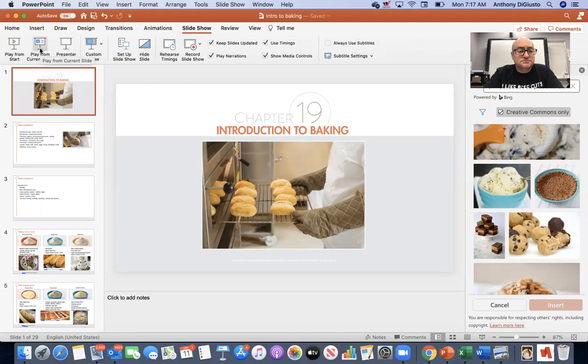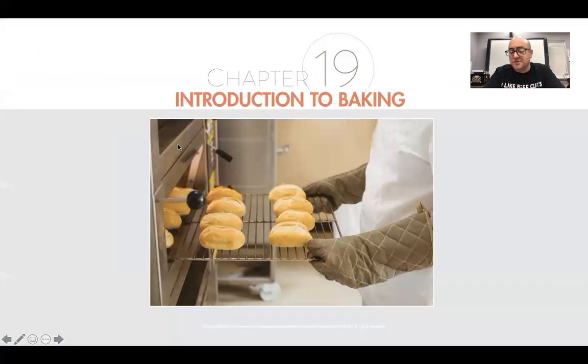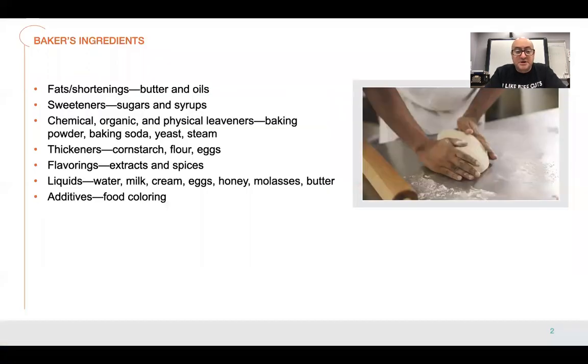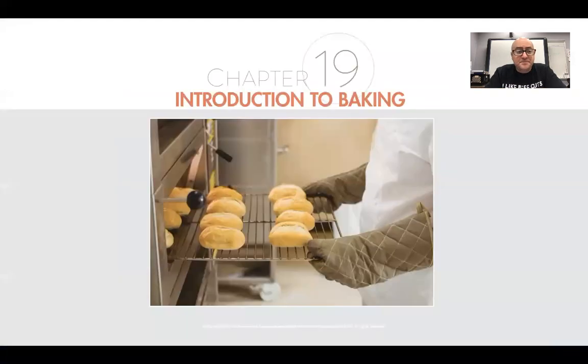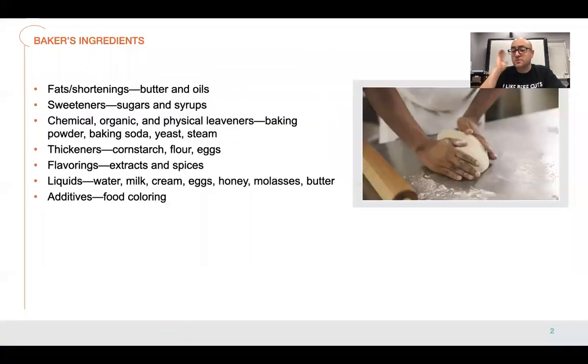So just to get you going, Intro to Baking, Chapter 19. This is in the first year book. Just to go over the parts of ingredients you need for baking. We start out with fats or shortenings, which could be butters and oils. Sweeteners, which could be a variety of things from sugar to syrup to artificial sweetener to natural sweeteners like honey, molasses. I mean, there's all kinds of stuff.